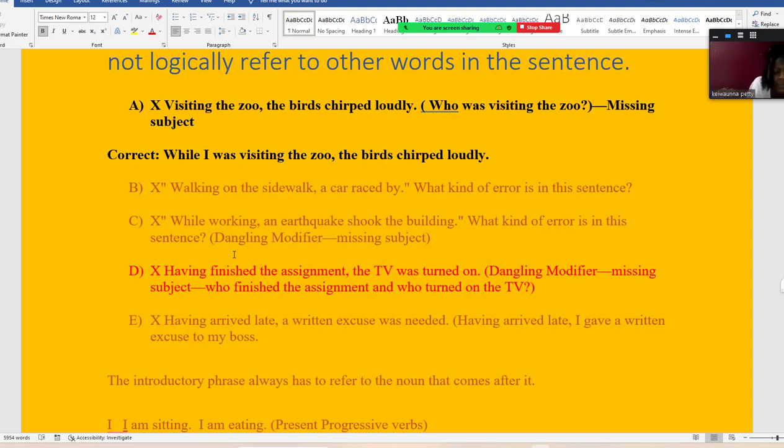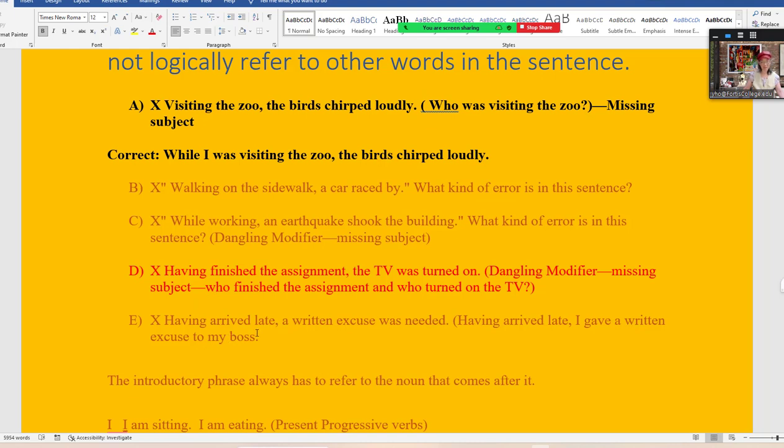No. Who turned on the TV? It's missing. Right. After I finished the assignment, the TV was turned on, or something like that. So you've got to have your I. And so who turned on the TV? Well, the TV certainly didn't turn itself on. In the future, maybe you enter the room, motion detectors. That might be in the future. But anyway, it's a dangling modifier because it's missing the subject, who finished the assignment.